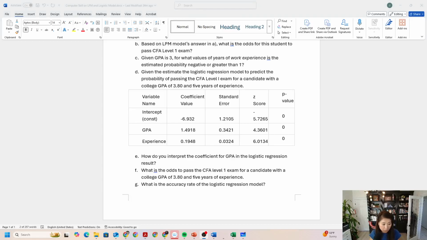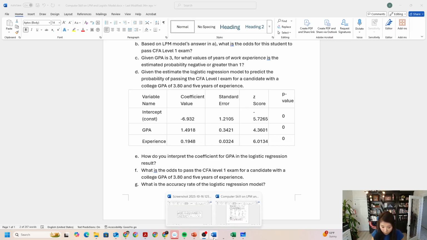Okay, so in this video, we're going to start work on question number E. How do you interpret the coefficient for GPA in the logistic regression result? So for the logistic regression result, the coefficient for GPA is 1.4918. So how can we interpret it?